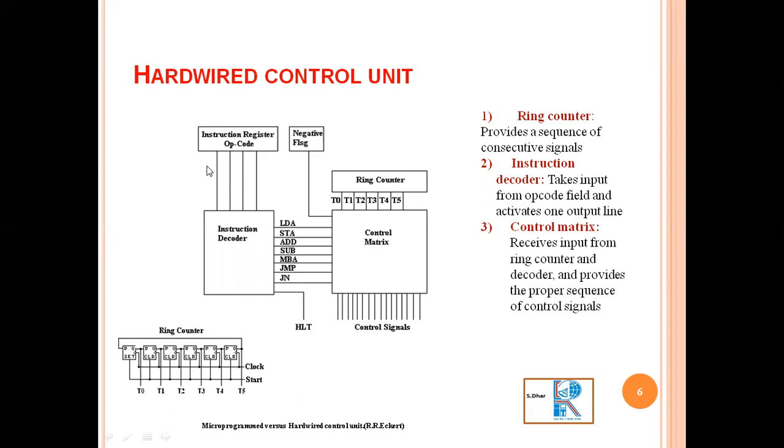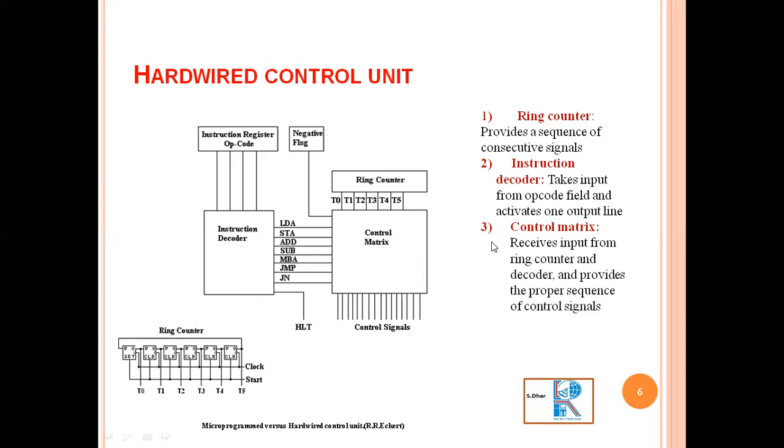Suppose 001, I think the load instruction will be activated. 010, the store instruction will be activated. 011, the add instruction will be activated. Clear? So this is the instruction decoder. It will activate one signal, and the ring counter will activate only one time period. Clear? And this control matrix receives the input both from the instruction decoder and from the ring counter, and it will combine the two signals to generate the sequence of control signals.